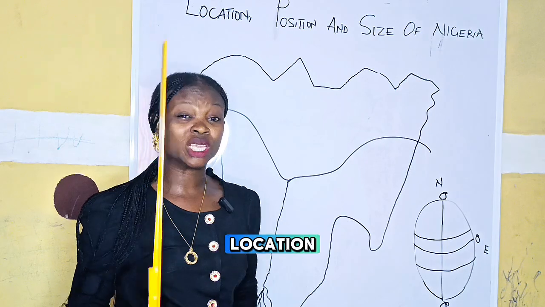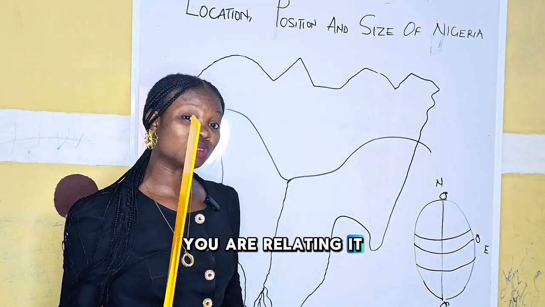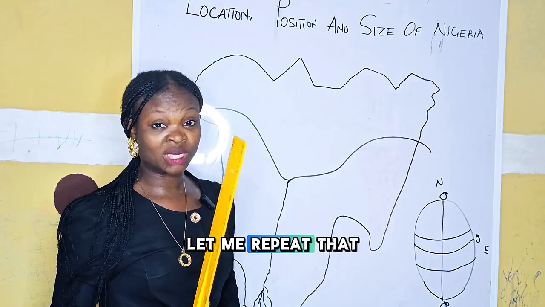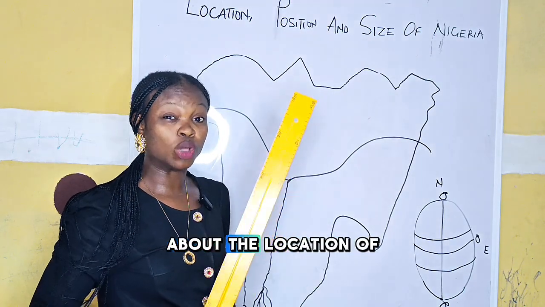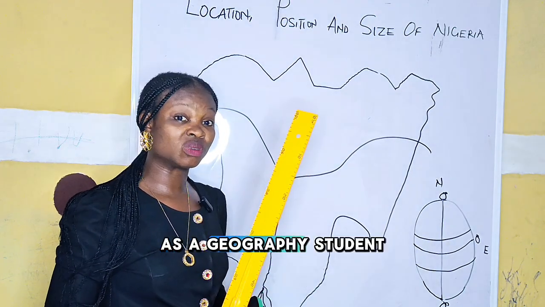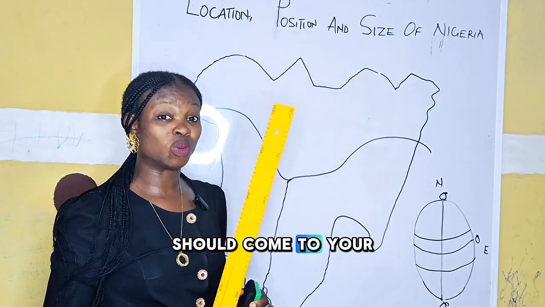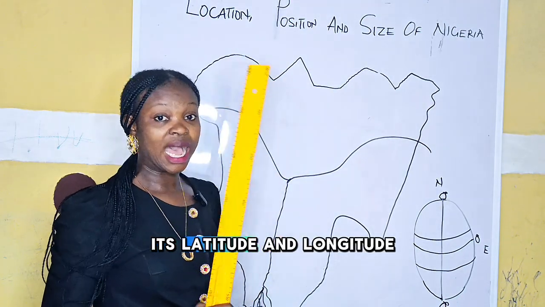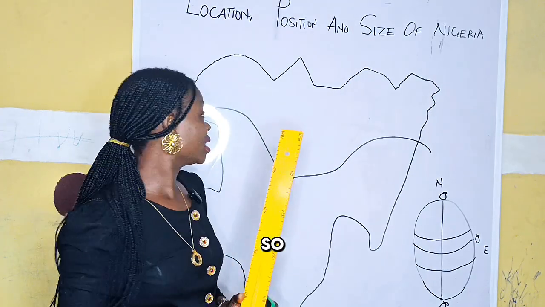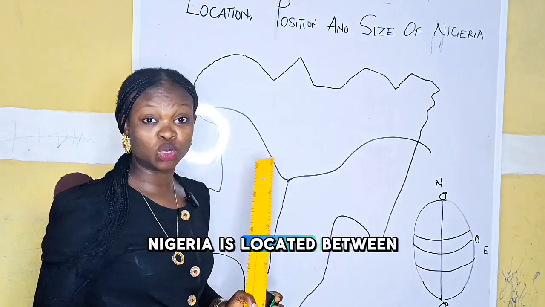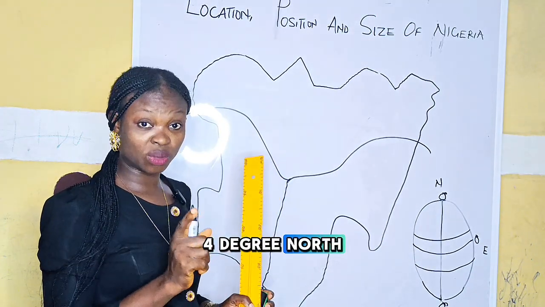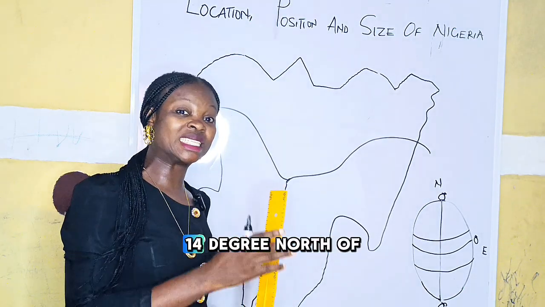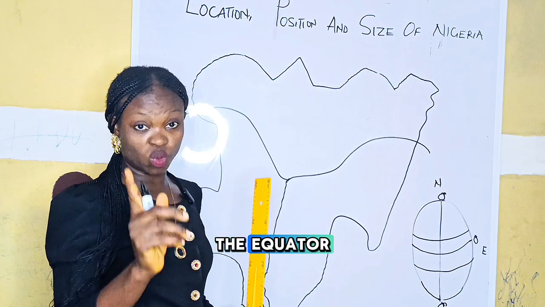Okay, let's start with the location of Nigeria. When it comes to location, you are relating it with latitude and longitude. Let me repeat that again. When you are talking about the location of a place as a geography student, the only thing that should come to your mind is to relate it with its latitude and longitude. So Nigeria is located between 4 degrees north and 14 degrees north of the equator.